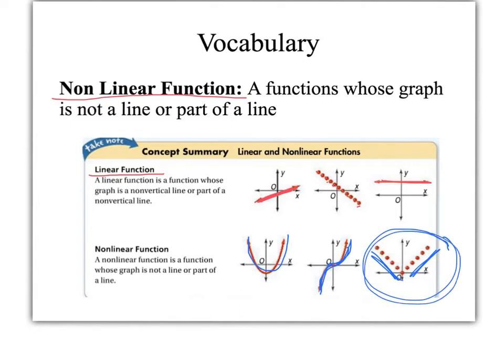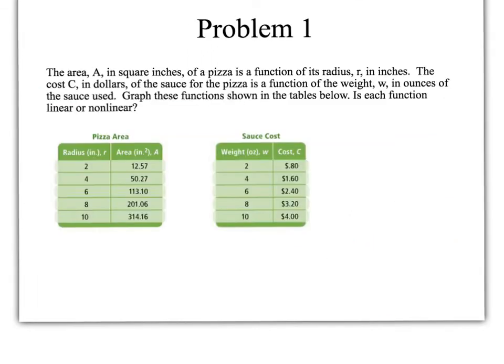This is actually the graph of the absolute value that we're going to do eventually, but the whole thing has to make a straight line. So those 3 right here, and then a whole bunch of different variations, but as long as it's not a completely straight line, it would be nonlinear.